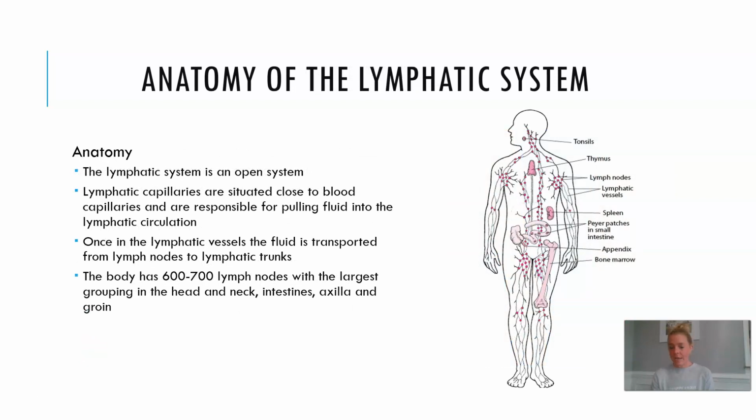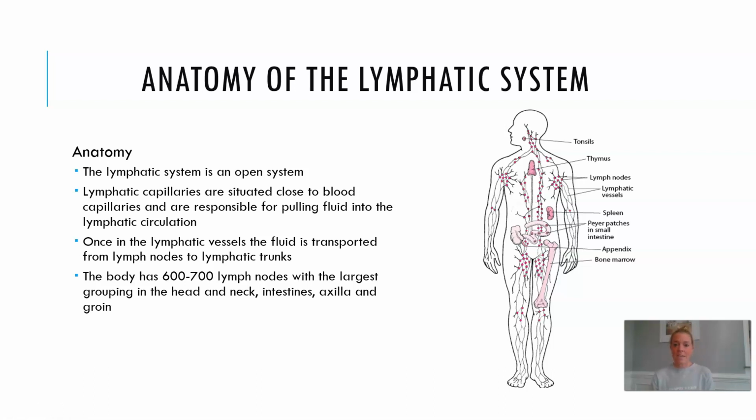But again, here's one of those diagrams I was referring to, the anatomy of the lymph system. So it's an open system. Again, it's going to run very closely to your circulatory system, following the arteries and veins through the area. The capillaries, again, are situated close to the blood capillaries because there is going to be some filtration between and some carryover between the two systems. So not only are they located closely together, but they're working closely together as well.